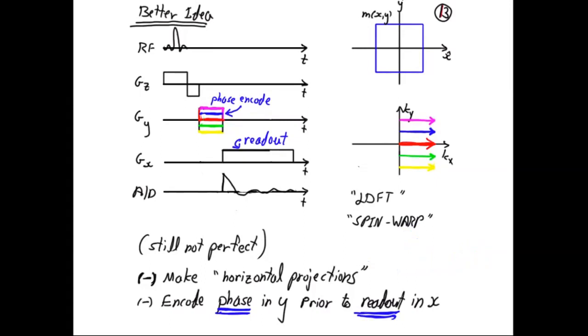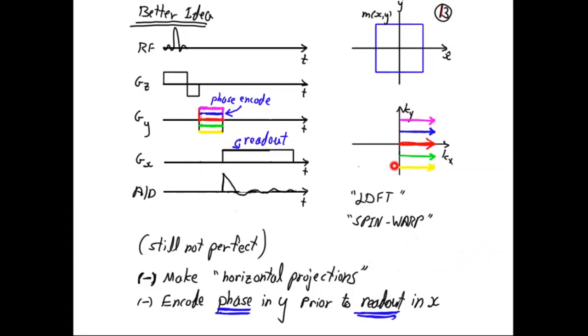Okay, so now I have data that makes these horizontal projections. This is called 2DFT or spin warp also. That's another name for it. And so what we do is we're encoding some phase in the y direction prior to doing a readout in the x direction. So this is called a phase encode, and this is called a readout. And that almost gives me a two-dimensional Fourier transform.